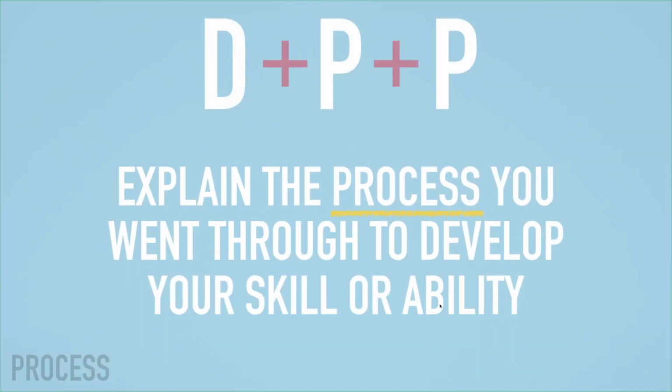Okay? All right, so let's move on now to the final part of our formula, the last letter P for process. Explain the process you went through to develop your skill or ability. So again, we started off by first describing the ability. Then we described our personal ability. And now we're going to describe the process we went through to develop our ability.